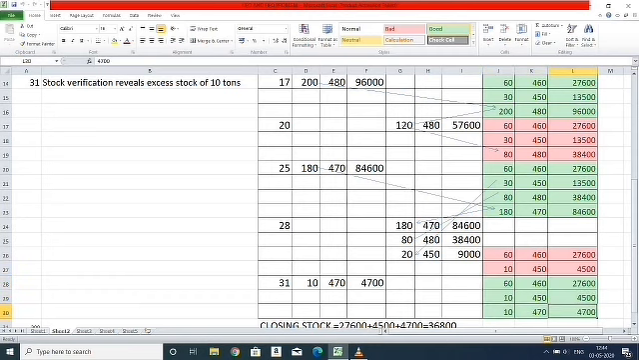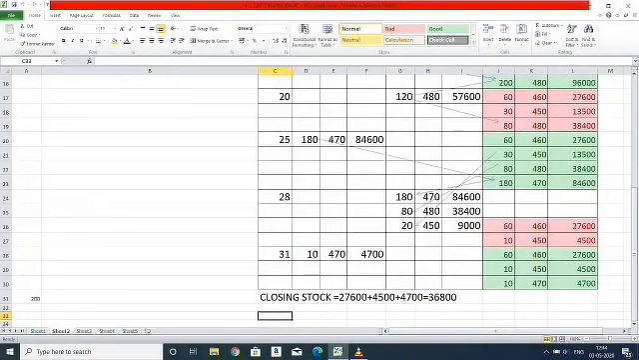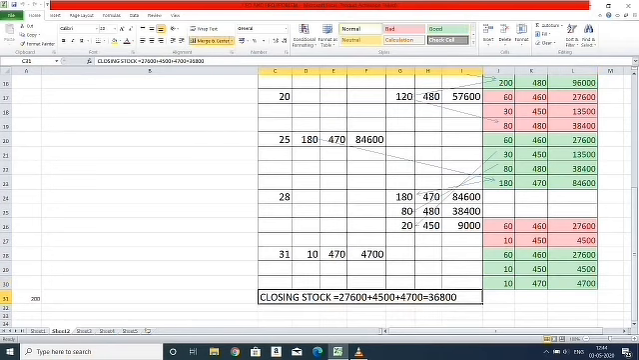So our closing stock is the total of 27,600 plus 4,500 plus 4,700, that comes to 36,800. So our closing stock is 60 plus 10 plus 10, 80 tons, and its value is 36,800. I think this problem is clear for all of you.